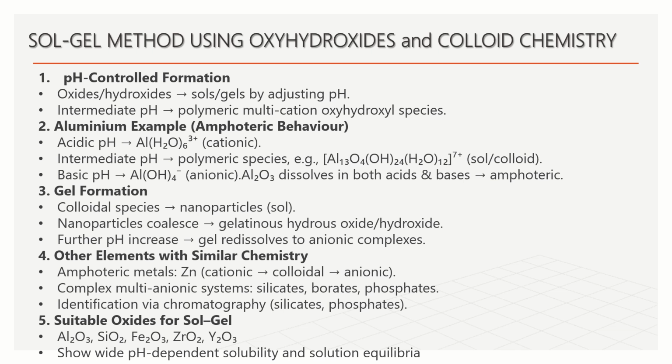As the pH increases a bit more, these nanoparticles start to stick together, which is coalescence, and form a gelatinous hydrous oxide. It looks like a jelly solid but is actually a hydrated hydroxide with an uncertain non-crystalline structure. If the pH is increased even further, this gelatinous precipitate redissolves and forms complex anionic species such as AlO4 negative. So the entire chemistry depends on pH, and that's exactly what the figure is showing here.